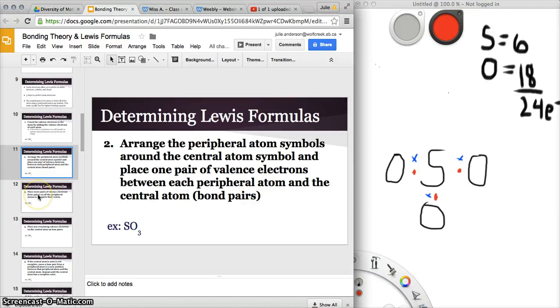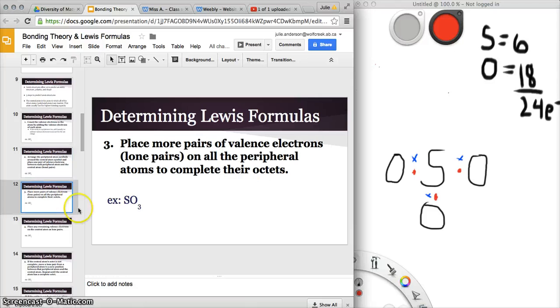Okay, so step number 3. Again, remember, you can pause this video at any time in order to take the notes and write down the steps of the procedure to make sure that we're on the same page here. So step number 3, it says place more pairs of valence electrons or lone pairs on the peripheral atoms to complete their octets. So essentially we like to have atoms with complete octets, or 8 electrons around each atom.